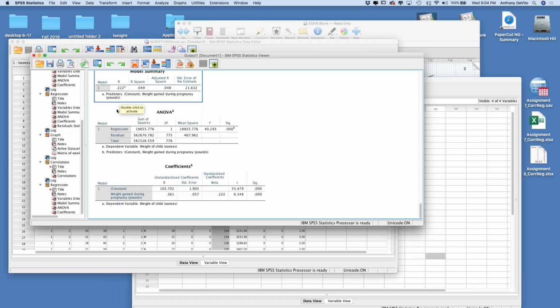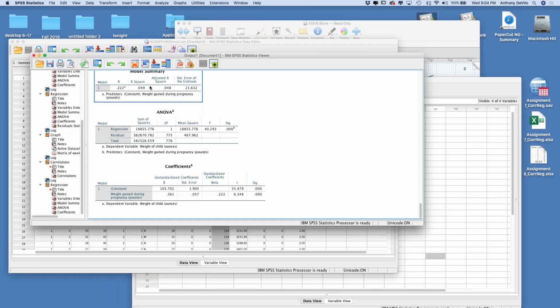Now, remember R squared? R squared now, 0.22 times 0.22 is 0.049. It's 5%. What does that tell you? 5% of the variability in the baby's birth weight is due to the amount of weight that the mother gained. Oh my goodness. That means 95% of the variability in the birth weight is due to other factors other than the amount of weight that the mother gained.